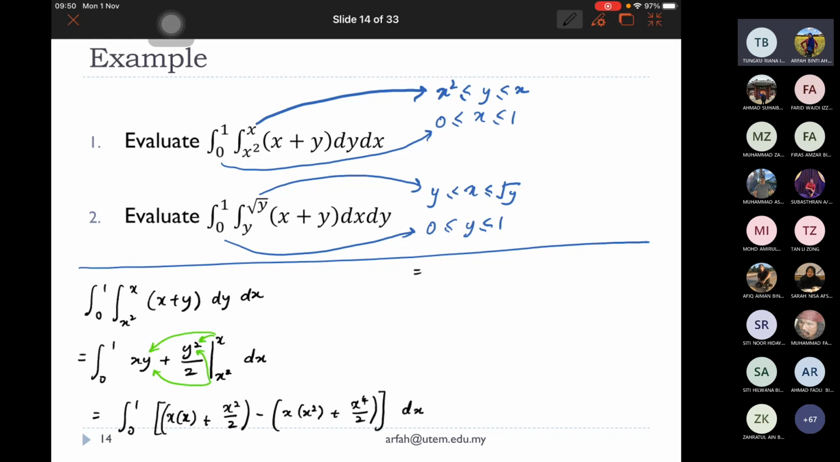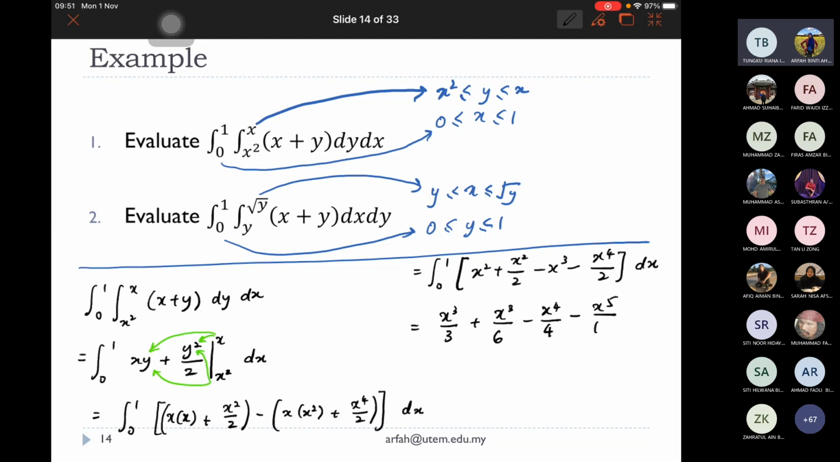So, daripada sini akan dapat integration daripada 0 kepada 1 x kuasa 2 tambah x kuasa 2 per 2 tolak x kuasa 3 tolak x kuasa 4 per 2 dx. Okay. So, sama dengan integration 0 ke 1. We are going to solve for this integration. Terus selesaikan terhadap x. So, x kuasa 3 per 3 tambah x kuasa 3 per 6 tolak x kuasa 4 per 4 tolak x kuasa 5 per 10. So, substitute with 0 and 1.